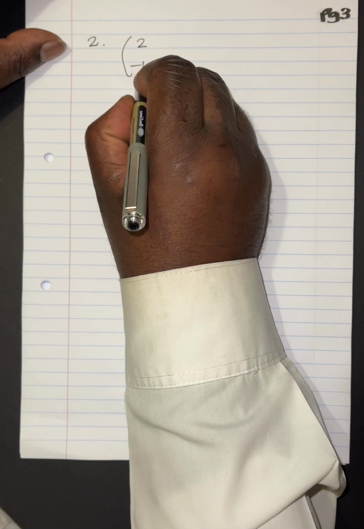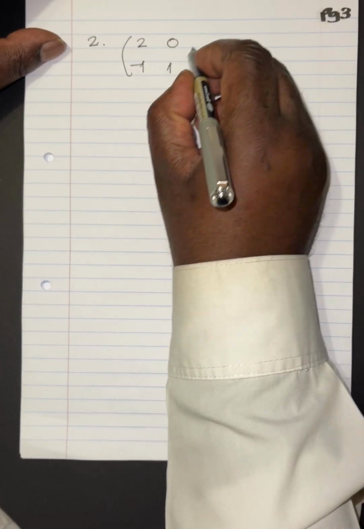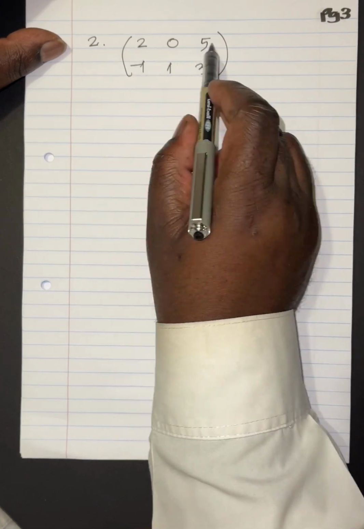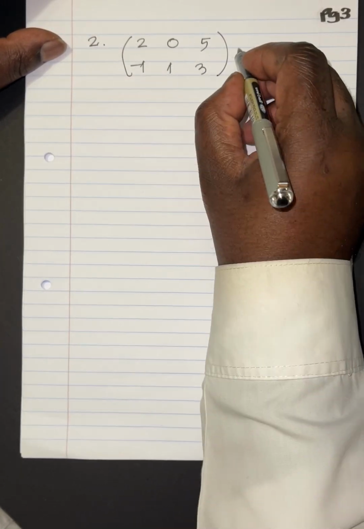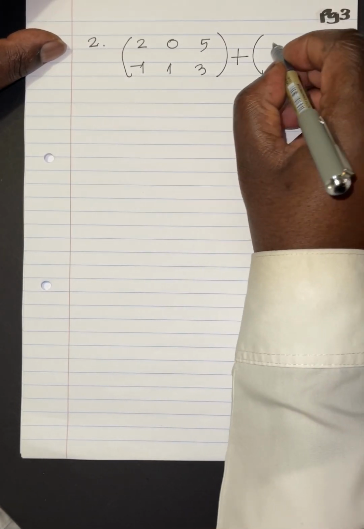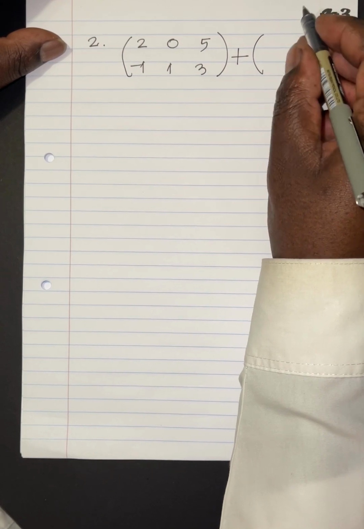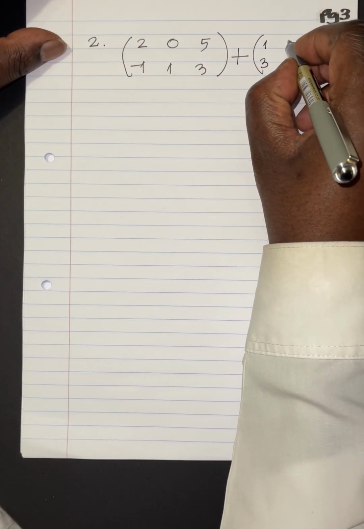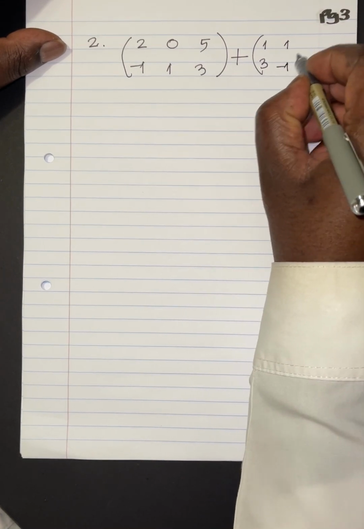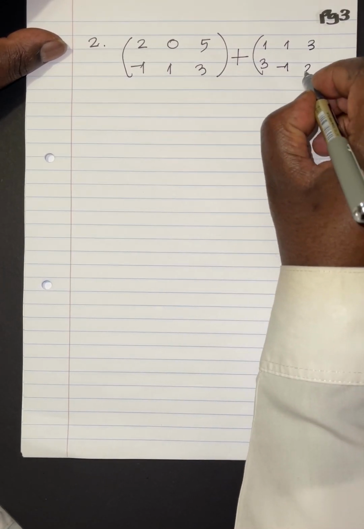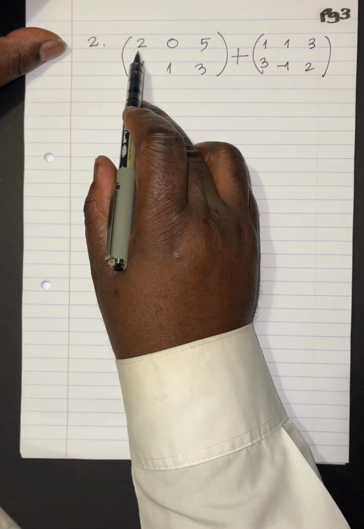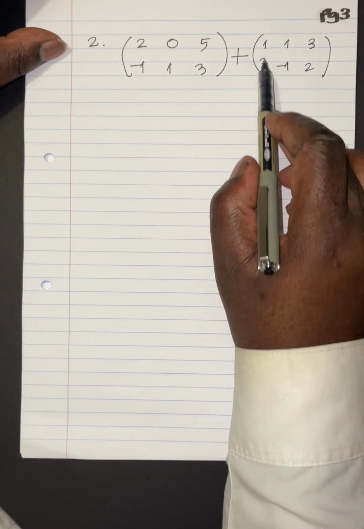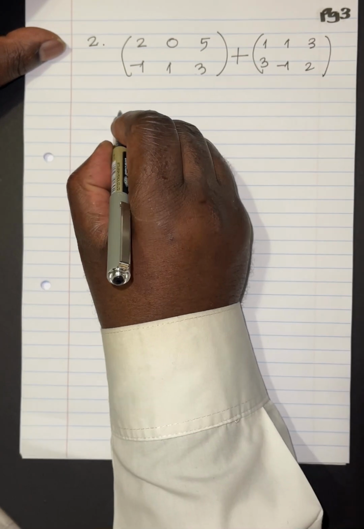Let's say we are talking about 2, minus 1, 0, 1, 5, 3. This is a 2 by 3, 2 rows and 3 columns. We're adding these two. Let's have another 2 by 3 because that's the only way we can add matrices. Let's say we have 1 and then 3. Let's say we have 1 and then minus 1. Let's say we have 3 and then 2, like this. 2 by 3 matrix, also 2 by 3 matrix. Can we add them? Yes, we can.